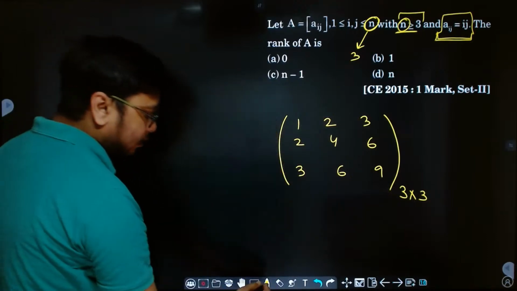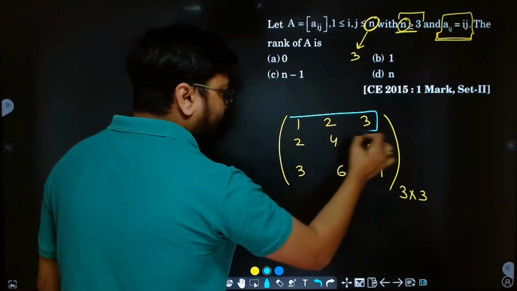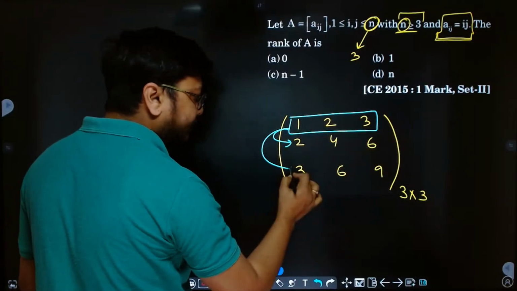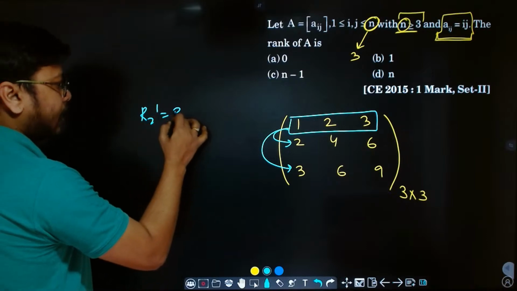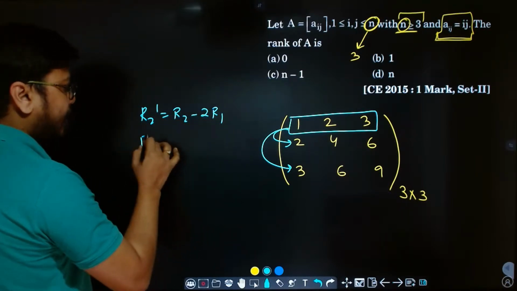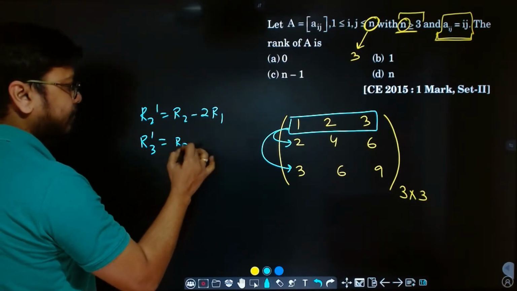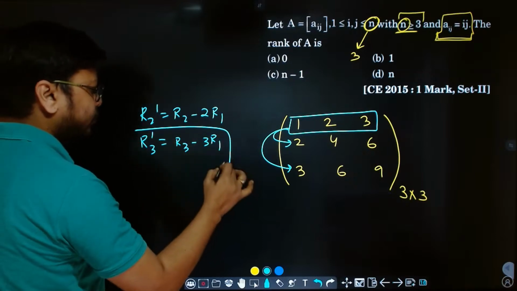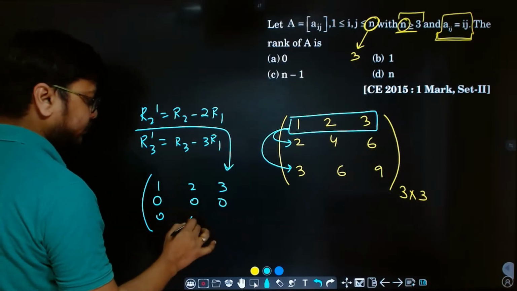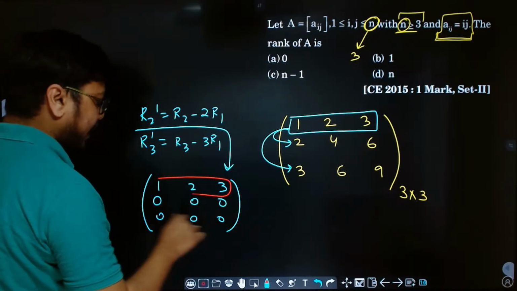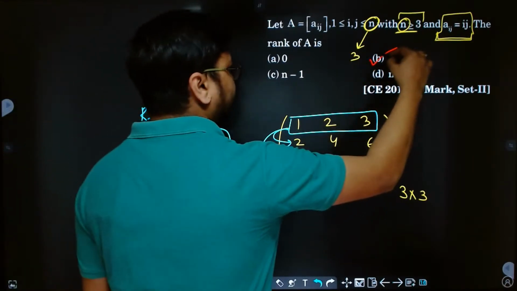Now what will be the rank of this matrix? With the help of this row, we can make this row and this row fully zero, right? If we do R2 dash equals R2 minus 2 times R1 and R3 dash equals R3 minus 3 times R1, we will get 1, 2, 3, 0, 0, 0, 0, 0, 0. So rank is how much? Rank is 1. So option B is the correct answer.